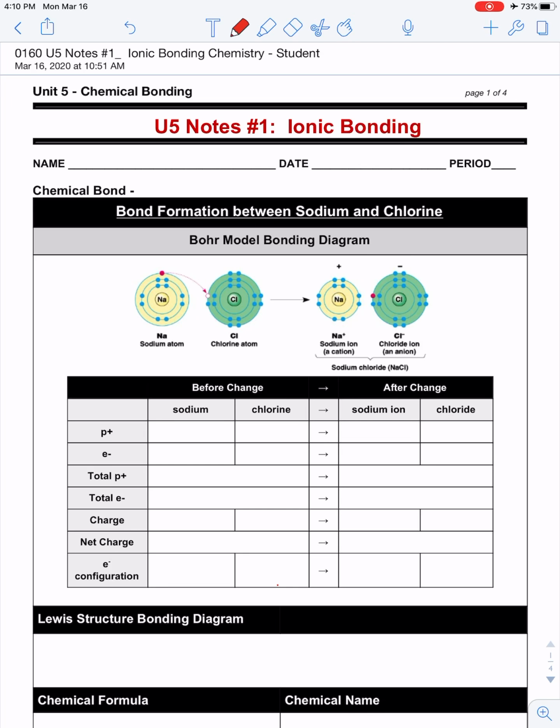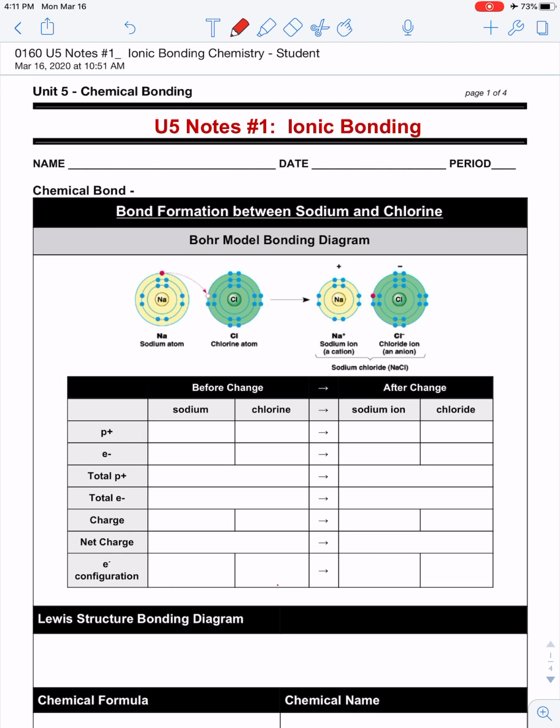So starting with U5 notes number 1 for ionic bonds, we're going to look at how an ionic bond is created between two atoms. So we are going to be looking specifically at sodium and chlorine. This chart, hopefully you already attempted to fill it out on your own before I walk you through it. It is stuff that we've already learned and that you could or should be able to do at this point in time.